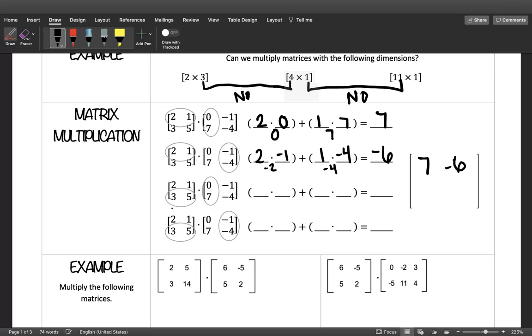Okay, now we're doing the same thing, but now we're starting with the next row. 3 times 0, 5 times 7. So 3 times 0 will give me 0. 5 times 7 will give me 35. So 0 plus 35 will give me 35. And now this will be the start of our second row.